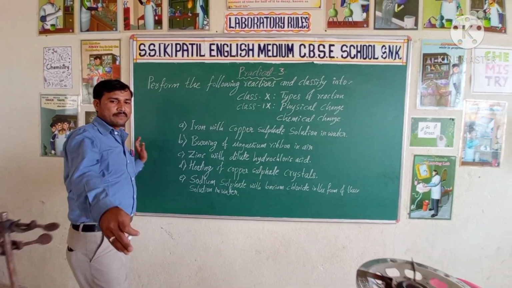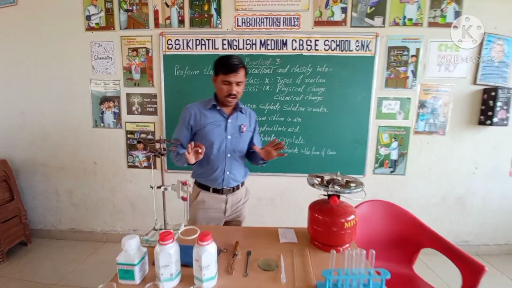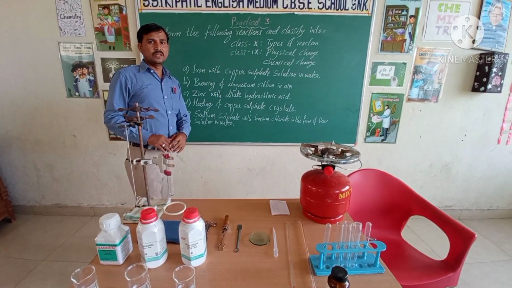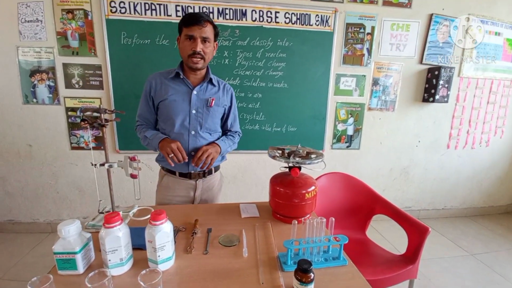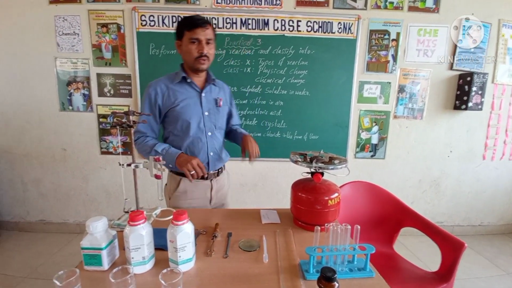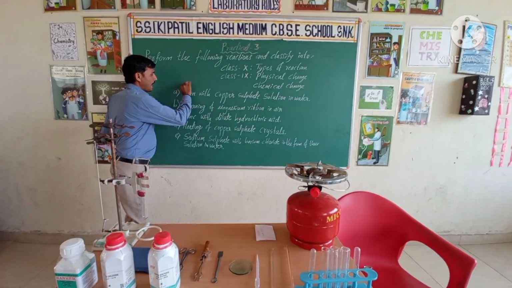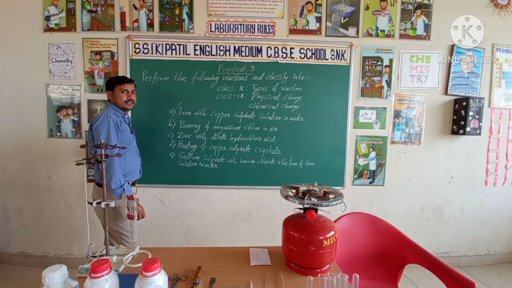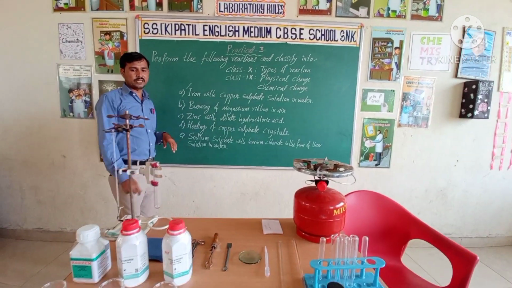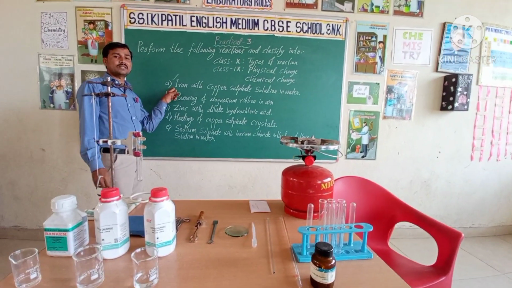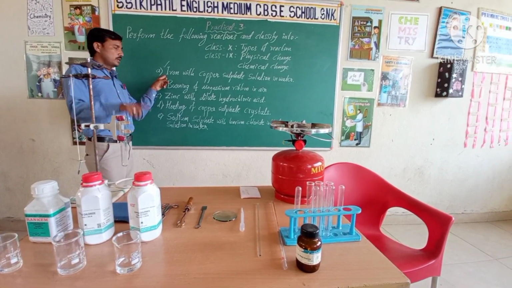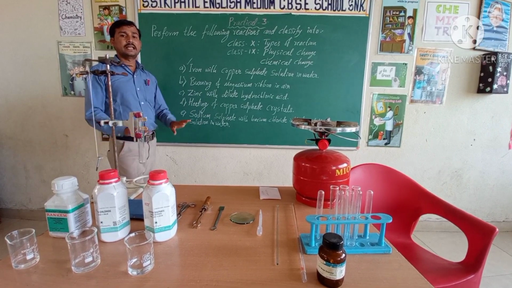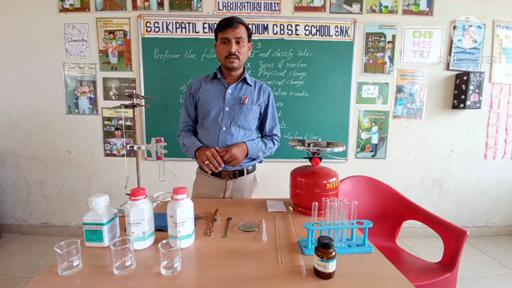So here I made a list of apparatus. I arranged it to show these 5 reactions. We'll perform one by one. Okay. Then the first one. What is first, students? Iron with copper sulphate solution in water. Okay. Then let's see what happens here. I'll keep this reaction; it requires some minutes. So we'll perform the remaining ones and we'll see the result of the reaction afterwards. Okay, students.